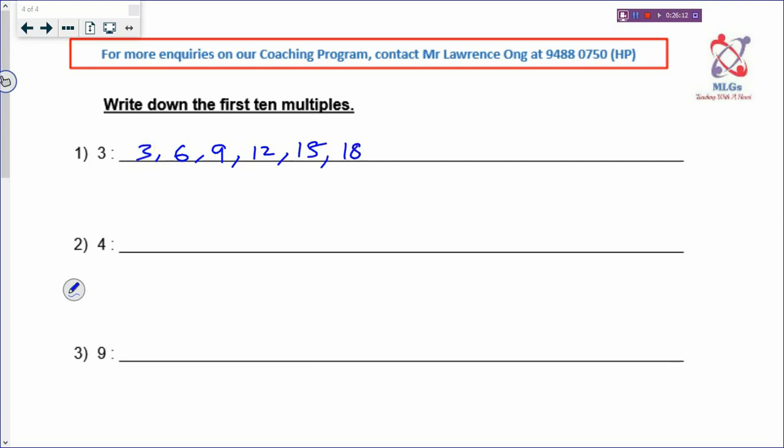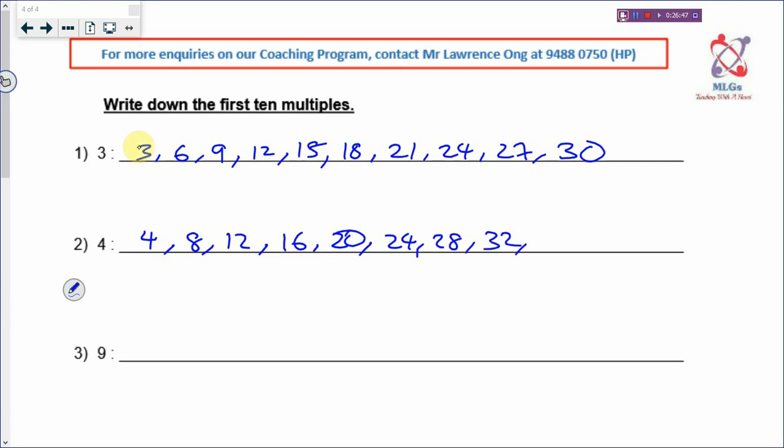So you have 18. How many multiples already? There'll be 6 multiples already. Then 7 times 3, 8 times 3, 9 times 3, and 10 times 3. So these are the 10 multiples of 3. Alright, what are the multiples of 4? 1 times 4, that's the first multiple. 2 times 4, second multiple. 3 times 4, third multiple. 4 times 4, fourth multiple. 5 times 4, fifth multiple. And 6 times 4, 7 times 4, 8 times 4, 9 times 4, and the 10th multiple, 10 times 4.